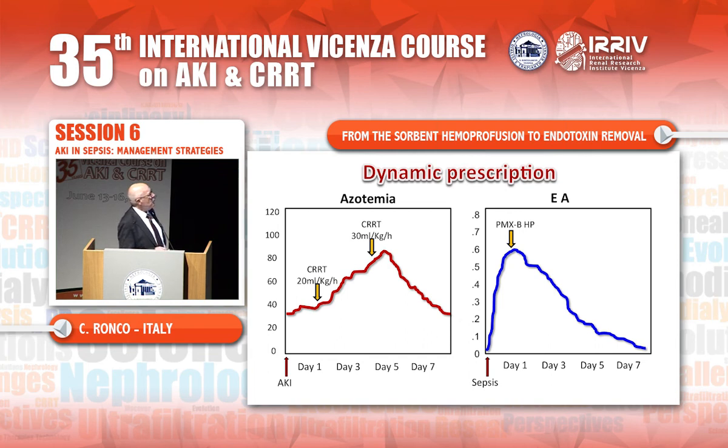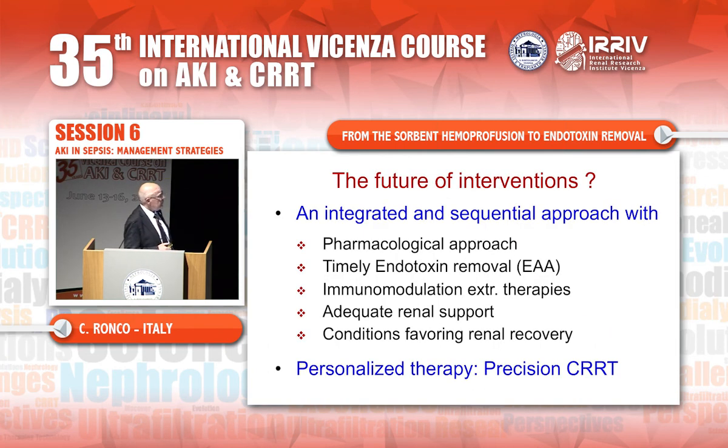The same is true when you have a climbing level of endotoxin assay and you may want to prescribe polymyxin B, especially when they are between 0.6 and 0.9. This is exactly what we discussed yesterday evening. An integrated and sequential approach is required for sepsis, where this is not the panacea. This is not resolving the whole system. It requires also antibiotics, a timely endotoxin removal, the immunomodulation with extracorporeal therapy.